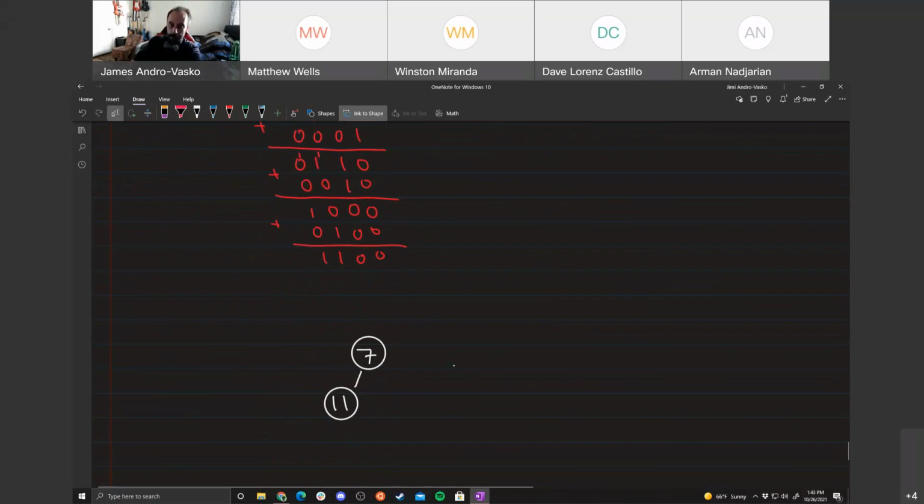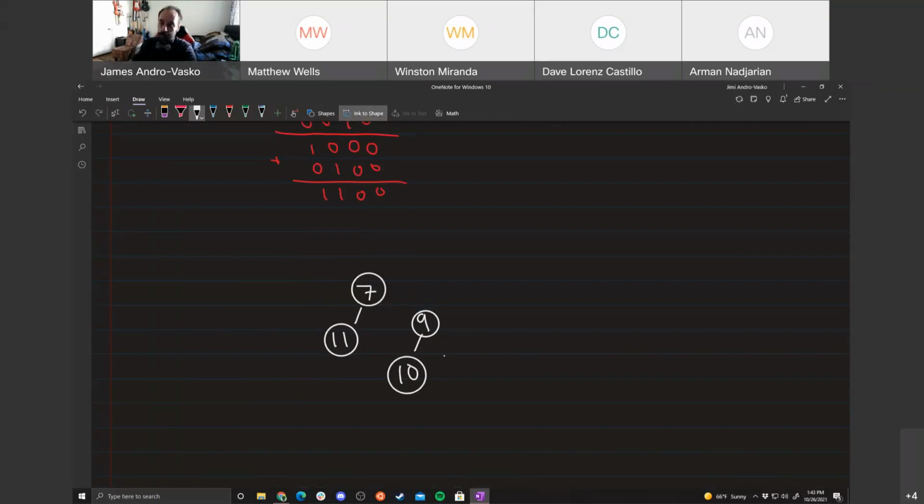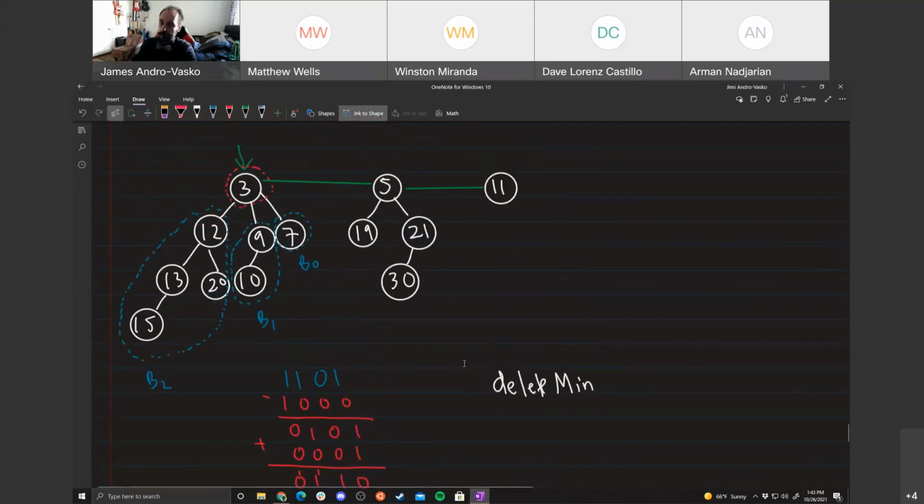So 7 is going to be the root of that. So we have 9, I think it's 9 and 10, I believe. Let me double check to make sure I'm correct, 9 and 10. Try to draw a little bit more to scale. And 10. Now we have two B1 trees like that. So we merge these two together like that. And now we actually have two B2 trees.